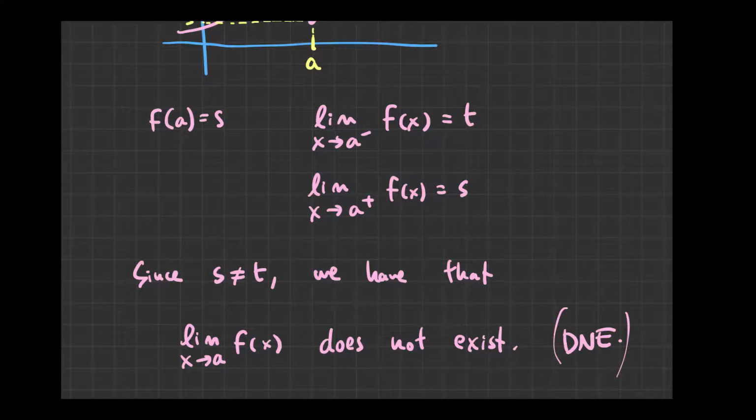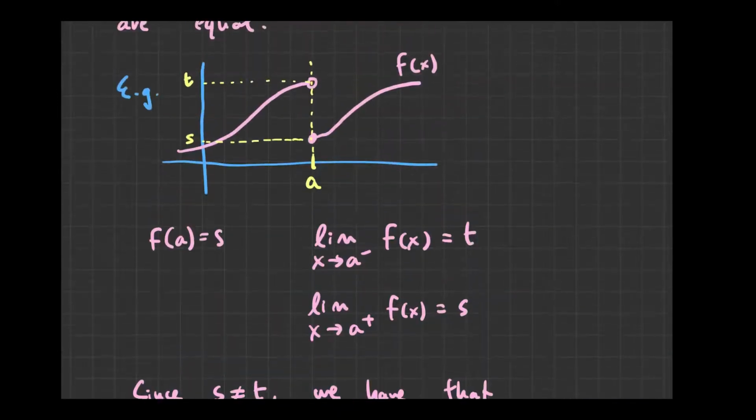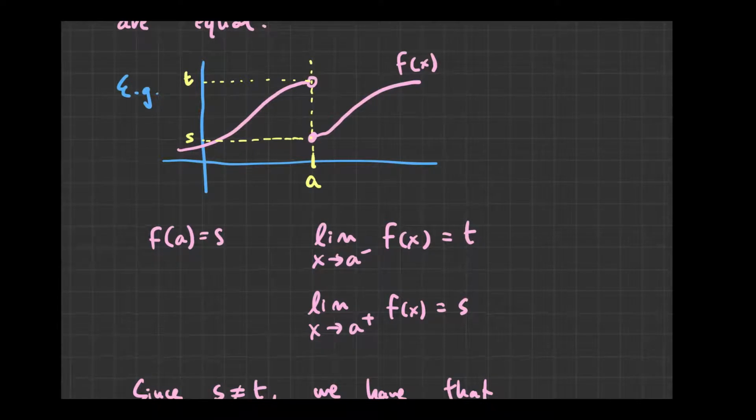So in order for a limit to exist, it has to approach the same value from the left and the right. It doesn't matter if one of those exists but the other doesn't, or if they both exist and they're just approaching different values. We have to make sure that they approach the same value.